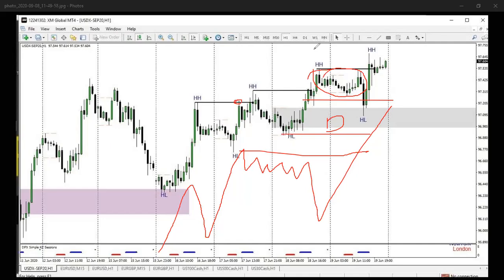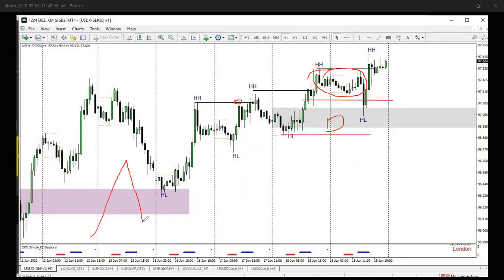Don't be confused by this here. Sometimes they do this, something like this. Higher high, higher low, higher high. Then when they make a higher low, they do this, something like this. Then break market structure. So don't be confused by this also. Don't be confused.